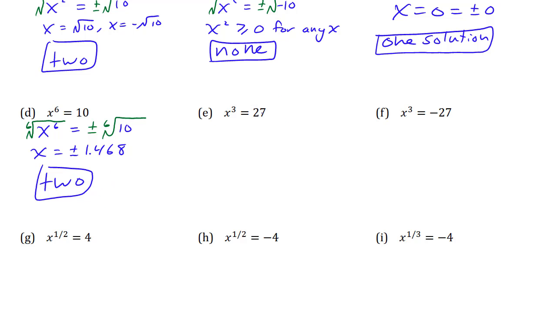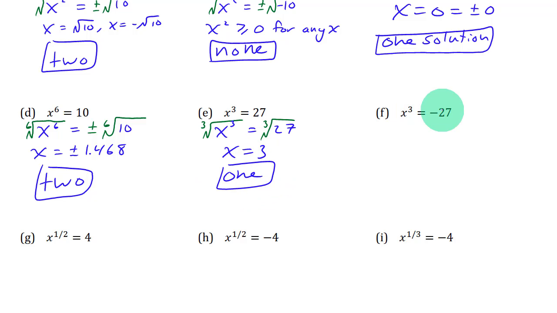x to the power 3 equals 27. If you do an odd numbered root, which is what we need to do here, the third root, do not include the plus or minus. So it's just going to give you x equals 3, which is one solution.